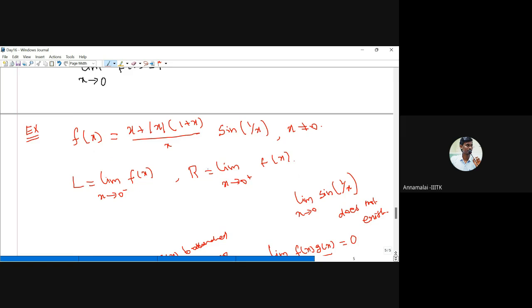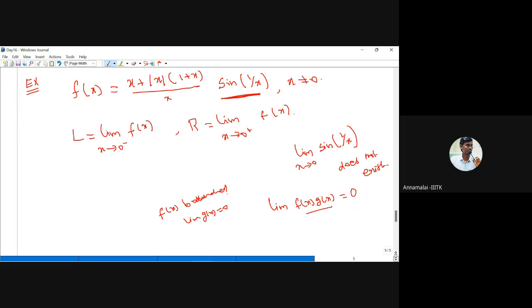Because sine is always bounded, we have to check and adjust this. We can cancel x, but maybe it is better we discuss this problem later, because we have to prove some theorem and use it to prove this. Anyway, we will discuss it.